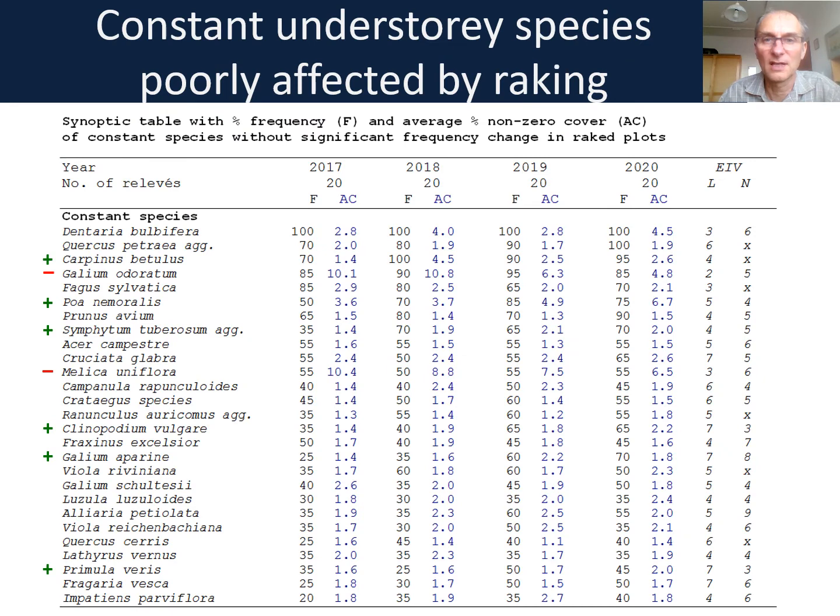Of course, there is a large group of prevailing constant species. Among them, only minor changes can be observed. Some of the species increased their covers, and only Galium moderatum and Melica uniflora responded negatively in their average covers.